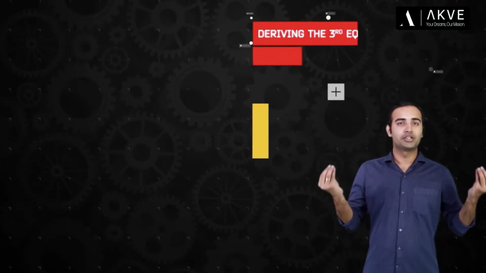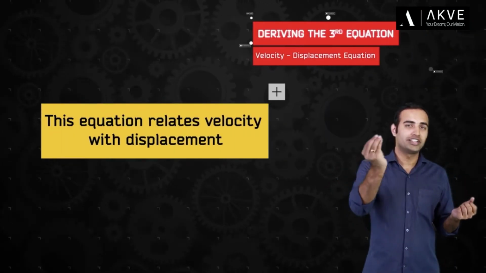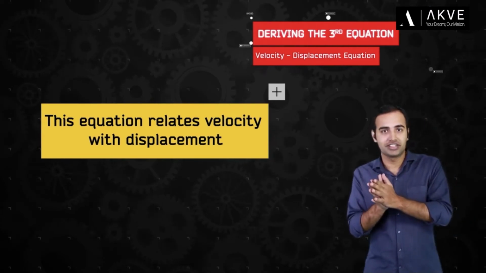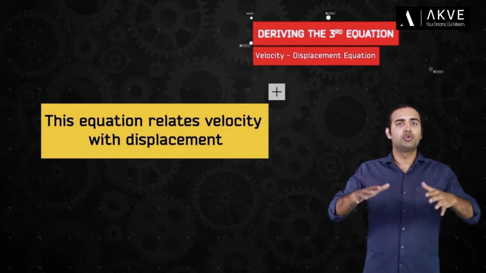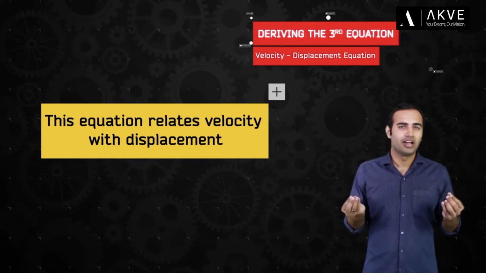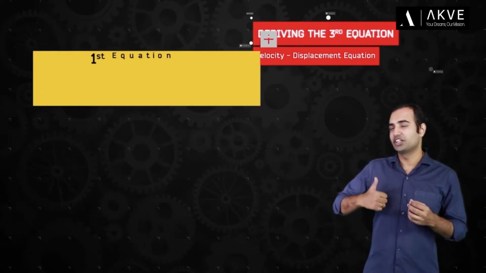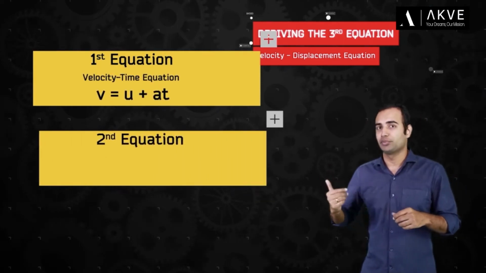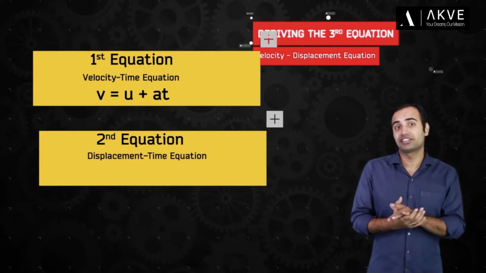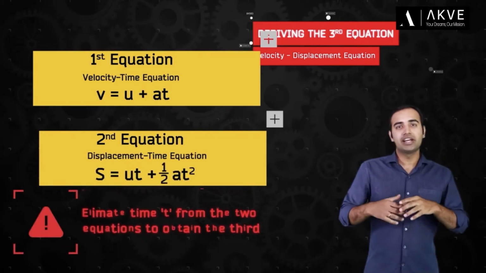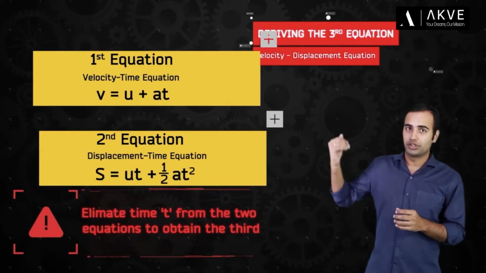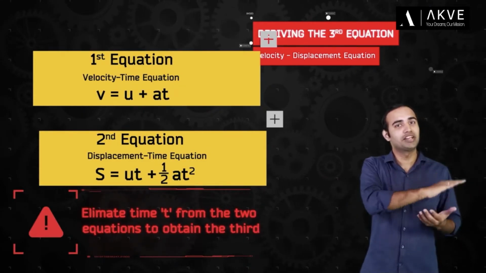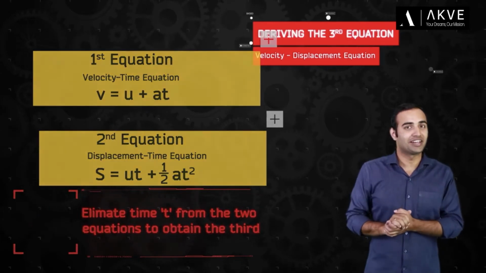Now the third equation of motion is a velocity displacement equation, guys, which means we are supposed to relate velocity with displacement, and there is no variable of time involved. Now pay attention. The first equation of motion is velocity time relationship. The second equation of motion is displacement time relationship. So if I am able to eliminate time using the first two equations of motion, I should be able to get a relationship between velocity and displacement. So let's give it a try.